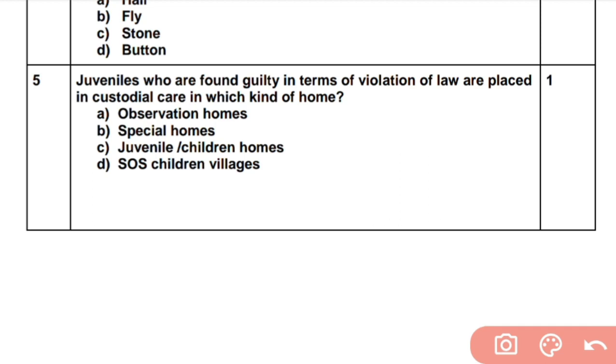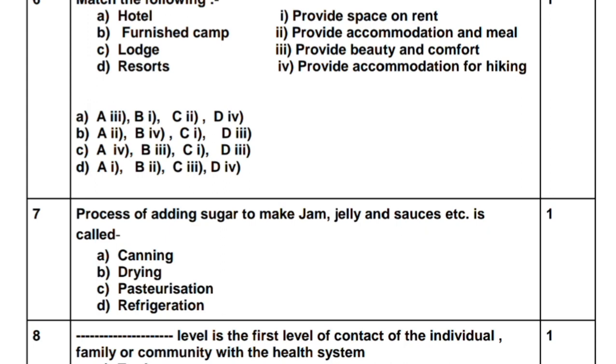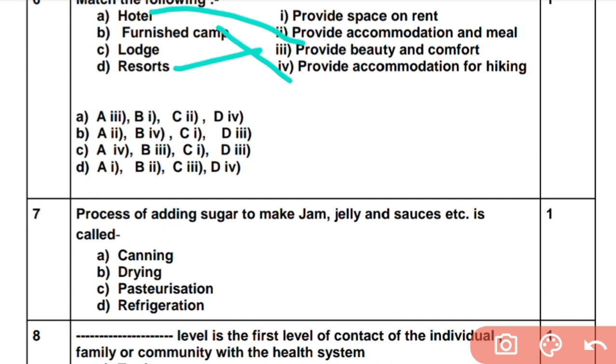Next is question number 6. Match the following. Hotel, furnished camp, lodge or resorts. You have to match them with provide space on rent, provide accommodation. Which will be which? Hotel, can you identify it? If it is a furnished camp, then it will surely be related to hiking. It's very simple. Resorts, they provide beauty and comfort also. In hotels you get meals. And in a lodge you only get space. So, one answer is, say, it's B. If one answer is B, then obviously the choice is B, because with A you don't have any other. The choice is very simple now.